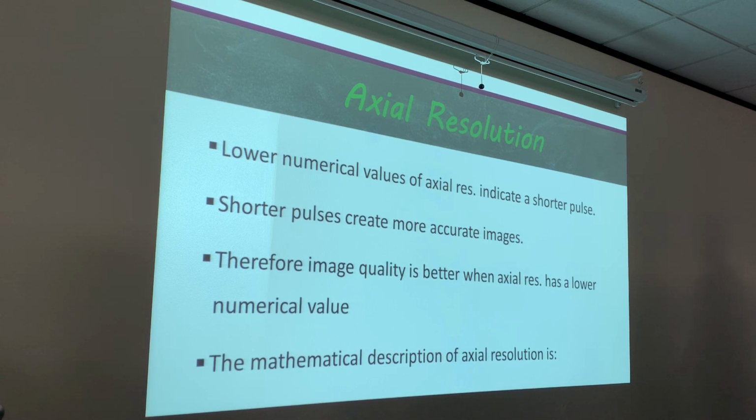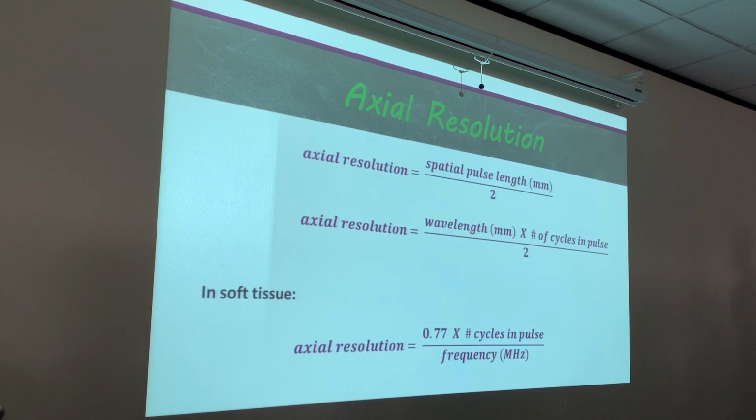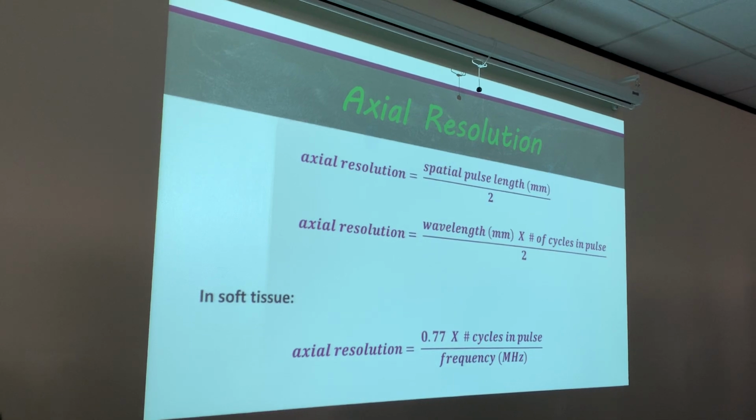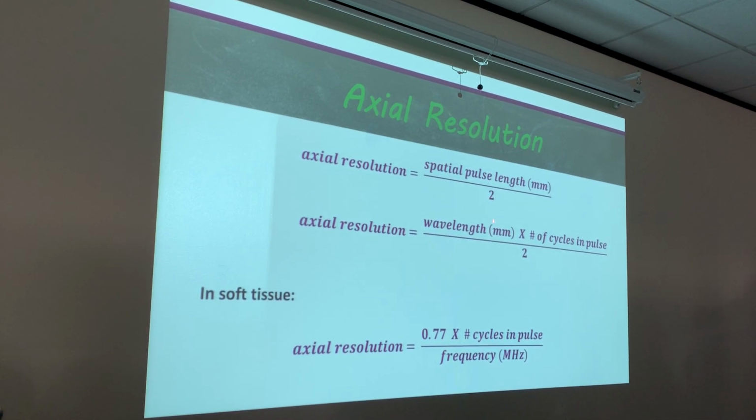Okay. The mathematical description of axial resolution is right here, guys. Again, I already told you what it is. Axial resolution is equivalent to spatial pulse length divided by 2. Also, axial resolution is equal to the wavelength times the number of cycles divided by 2. Wavelength times the number of cycles is the spatial pulse length, right? We learned that in chapter 3.